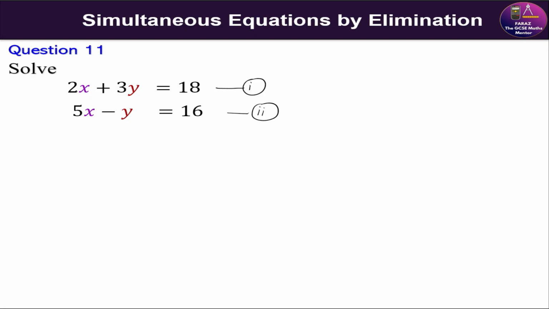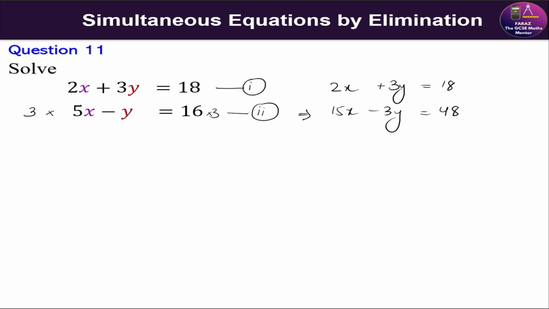But it is better to make the y coefficient the same, as it is already 3 in the first equation. So if you multiply the second equation by 3 on both sides, it will give you 15x minus 3y equals 48, 16 into 3, 48. And the first equation will remain as it is: 2x plus 3y equals 18.